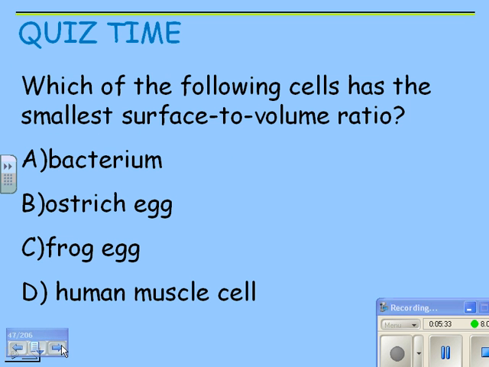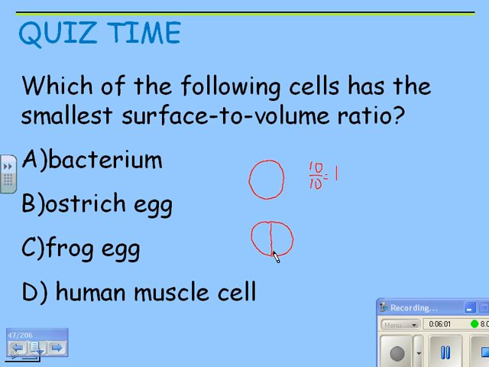Which of the following cells has the smallest surface to volume ratio? Okay, so take a look at this. Here's a cell, some kind of cell, and let's say its surface area is 10 units of whatever, and let's say its volume is, I don't know, 10 units of something else, mils or centimeters, whatever it is. That's a surface area to volume of 1. Now let's draw the same thing. You're going to pretend that's the same size. That's kind of bad. And I'm going to cut it in half.